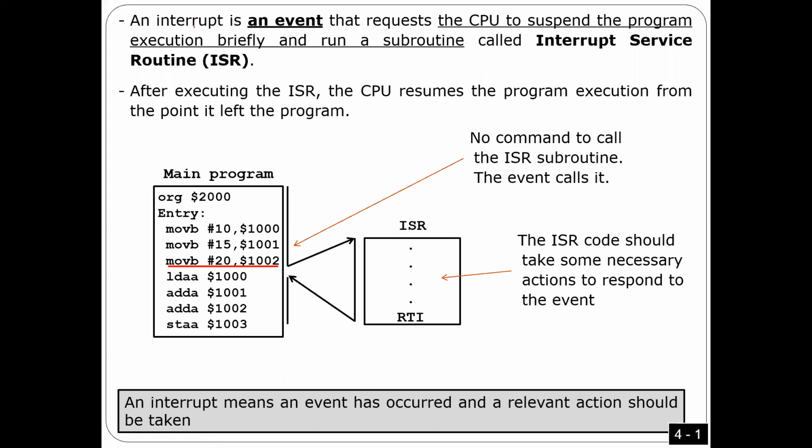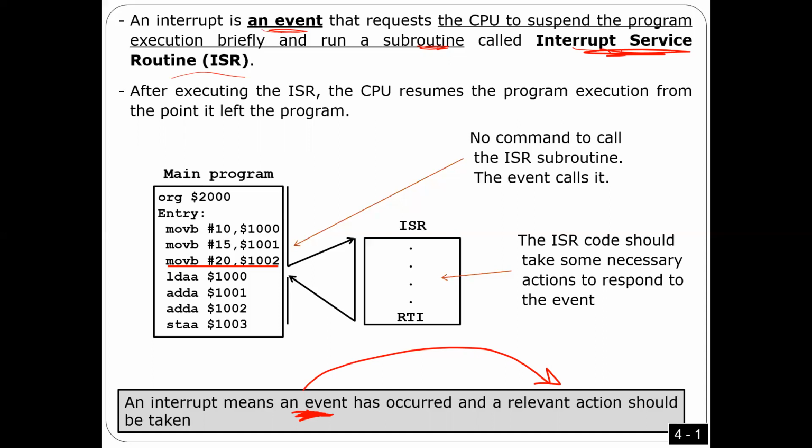An interrupt is an event that requests the CPU to suspend the program execution briefly and run a subroutine. And this subroutine is called the interrupt service subroutine. This is the definition. So what did you understand from this definition? You can understand interrupt means we need an event. I'm going to give you more details on what we mean by event, but for now, there should be an event. Because of this event, the CPU has to suspend the program, and this is to go execute a subroutine. This subroutine is called the interrupt service routine, right?